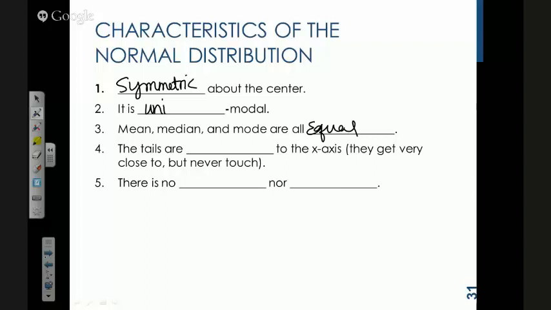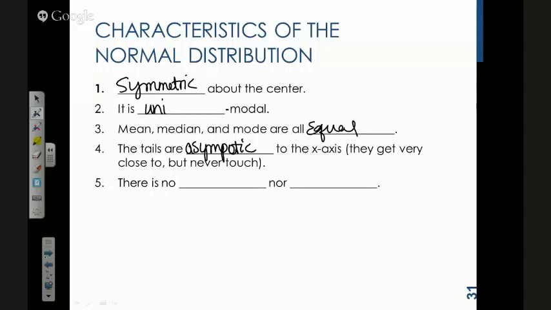The tails are what to the axis? They get ever so close, but they don't actually touch it. It's called asymptotic. Remember back in your algebra class, you had horizontal, vertical asymptotes? It's kind of the idea.